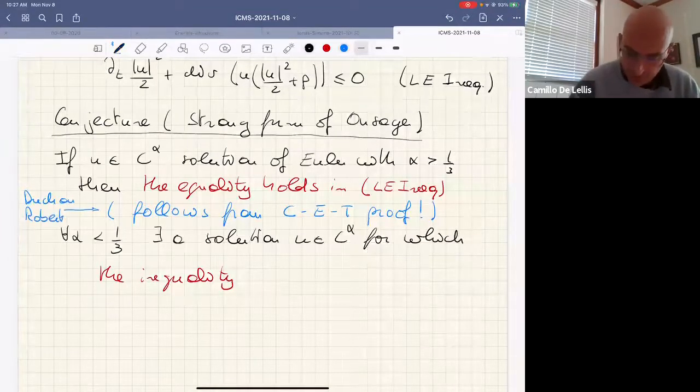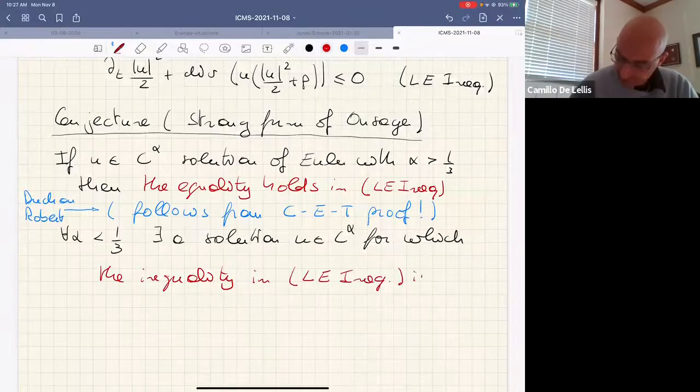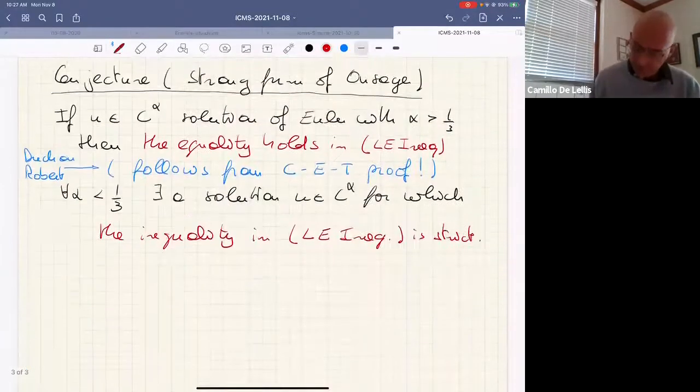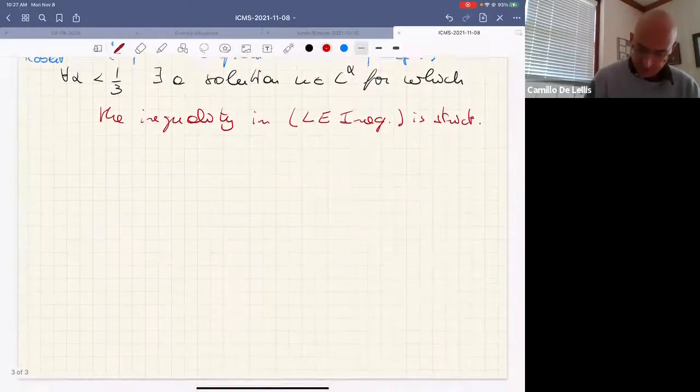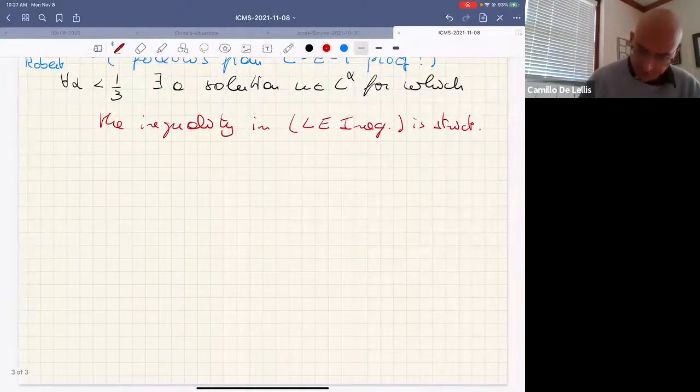Okay, so coming back to the flexibility part of the Onsager conjecture, what you would expect is that for every alpha less than 1/3, there exists a solution u in C^alpha for which the inequality in the local energy inequality is strict. Okay, and where do we stand over here? This problem is still open, but let me give you a review of what is known in the literature.